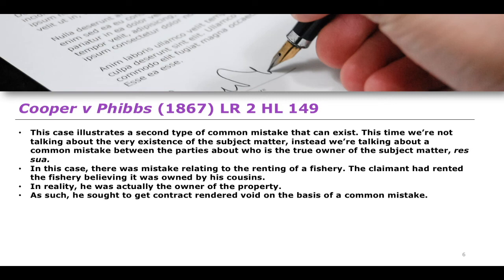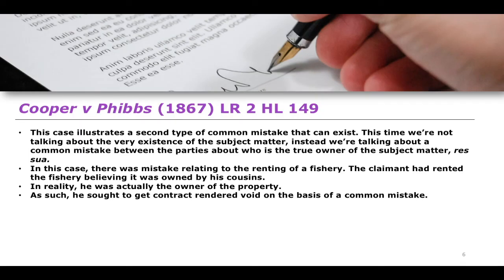And then, as such, he sought to get a contract rendered void on the basis that there was a common mistake here. We're not talking about a mistake as to whether or not the subject matter existed, but the true owner of the subject matter. He was already the owner of the subject matter, so there was a mistake as to who owned the subject matter in the contract, so it should be rendered void. And in reality, this is what happened. It got rendered void on the basis that there was this common mistake.